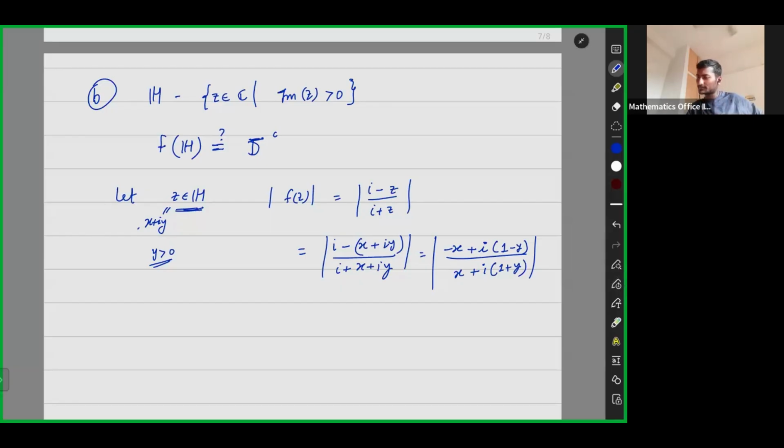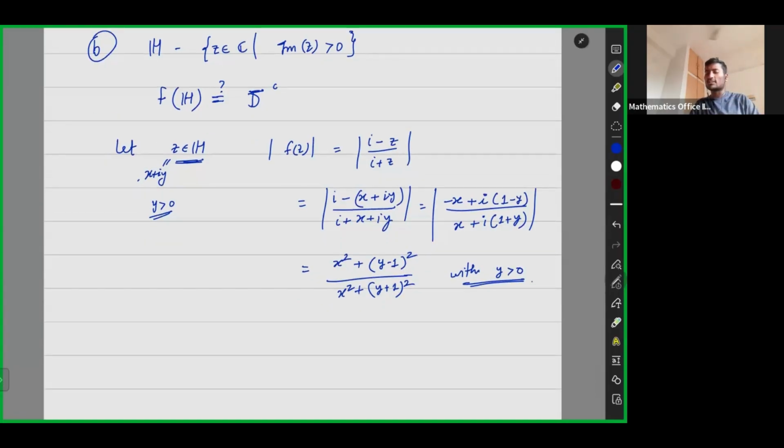Fine. Now what? When we take modulus, in the numerator we are getting x square plus (y minus 1) whole square, no problem. In the denominator, we are getting x square plus (y plus 1) whole square, with y greater than or equal to 0. Now you tell me, is the numerator bigger or the denominator bigger? Which one is bigger?